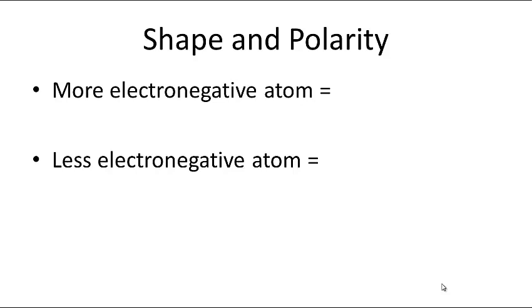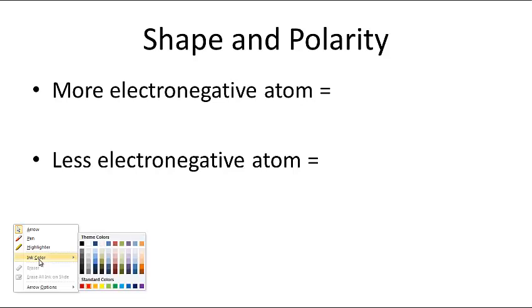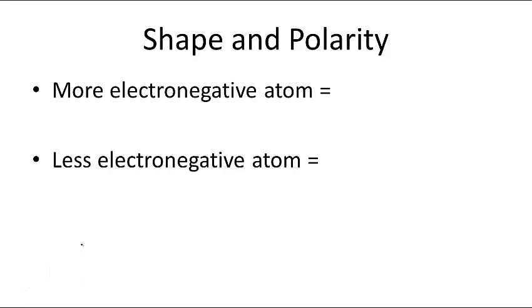So, in a polar bond, the more electronegative atom has a partially negative charge. It is the one that is pulling more tightly on the shared electrons. The less electronegative atom has a partially positive charge. It is the one that is sort of giving up more. It can't hold on as tightly.